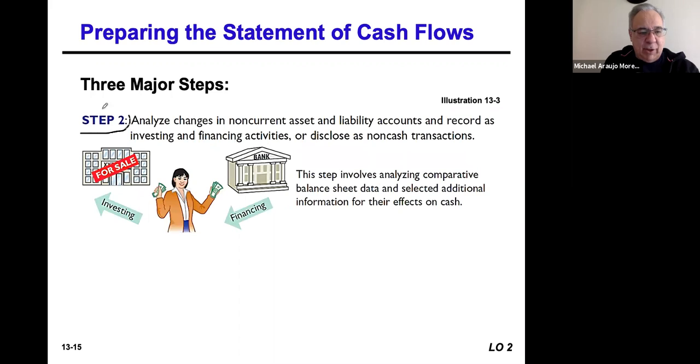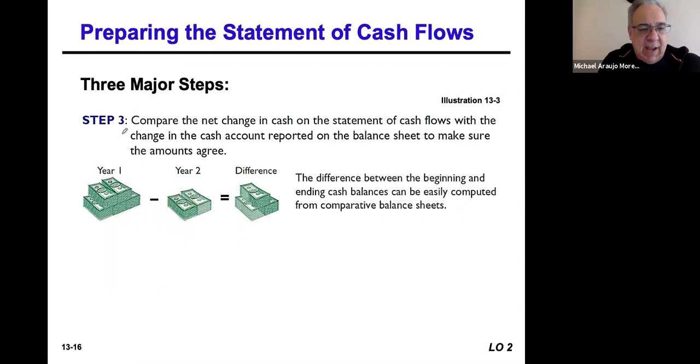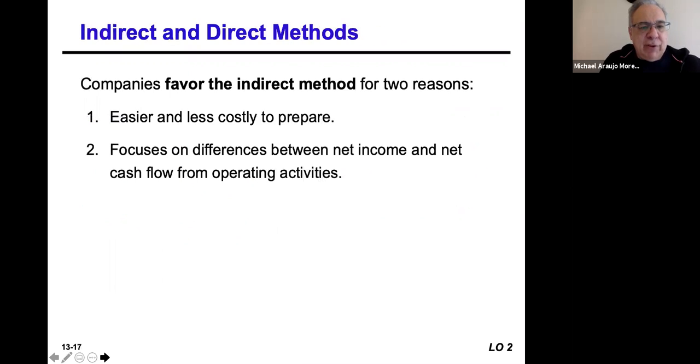The second step is much easier, in terms of it's a lot more obvious. You're going to look at changes in asset and liability accounts regarding investing and financing activities. You're also going to make sure you know what your non-cash transactions are. But again, that should be a lot more obvious. And the third step is to explain the difference in the cash from year 1 to year 2, because the cash flow statement will identify that difference. Again, the first step is going to be the most difficult step to do.